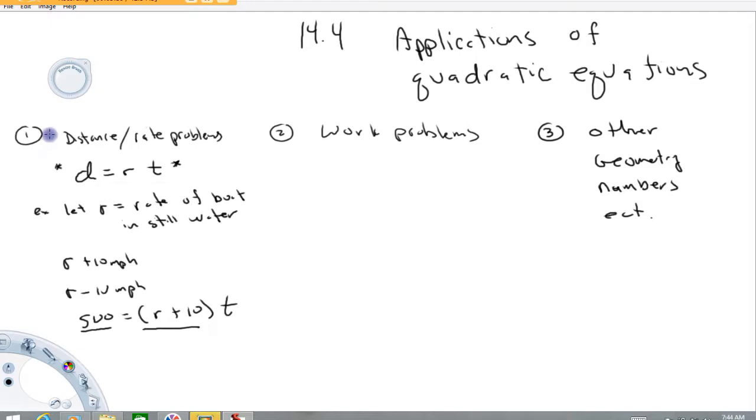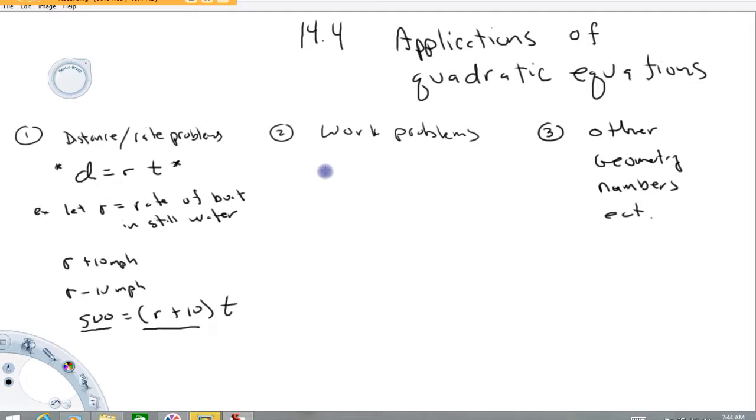So any problem that you classify as a distance rate problem, write this formula down and very clearly define a variable. Once you define a variable, see if you can define other things: if this is the rate in still water, then rate plus 10 miles per hour with the current, rate minus 10 miles per hour against the current. Again, the 10 could vary with the problem. Then use this formula to set up as many equations as you can to solve it.